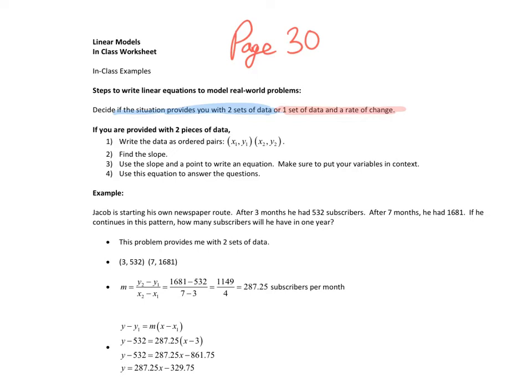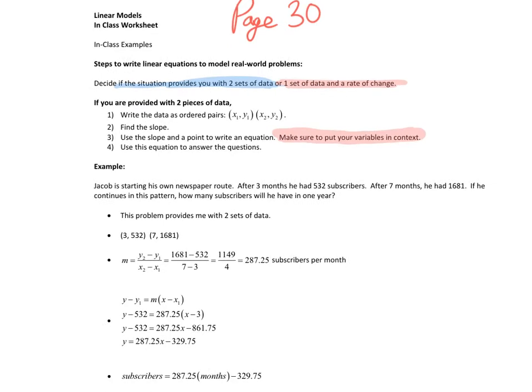If we get two pieces of data, that's going to count as two ordered pairs. And when we have that, we can use those 2 points. We write them as the points. We find the slope, write an equation. And here's a key thing that we're going to really focus on this time: making sure we put our variables in context. So instead of using x and y, we're going to use words to represent variables. Then step four is we use the equation to answer questions.